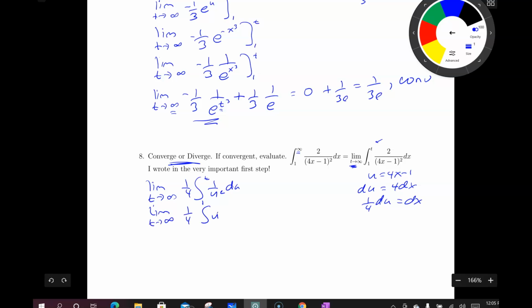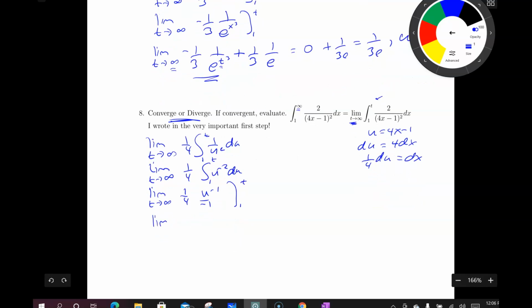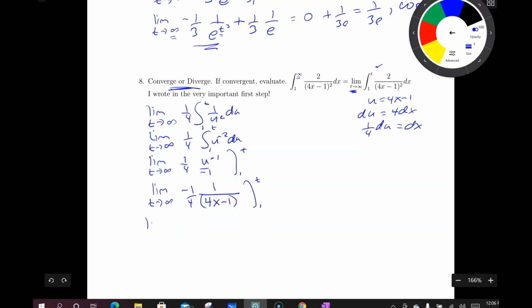So I'm going to rewrite this as u to the negative 2 so that I'm ready to take the antiderivative. So that's u to the negative 1 over negative 1. And I'm going to take the time to rewrite, put the negative out here, so negative 1/4. U to the negative 1, I'm going to write 1 over u, and I'm going to do two things at once here, and I'm going to put the u back in. Now I'm ready to plug in the limits of integration.